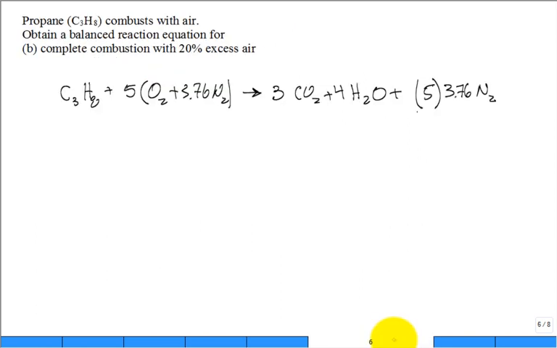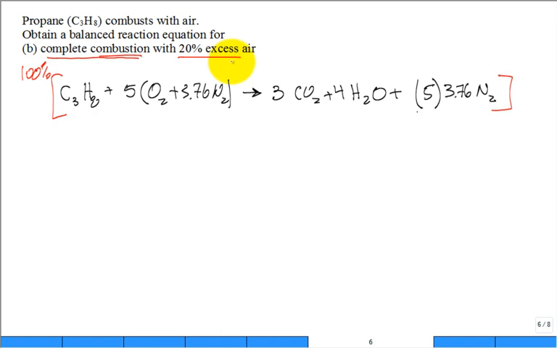So this was our balanced reaction equation for 100% theoretical air burning the propane. Did I write it down correctly? Looks good? Now let's do this. Now I need a new balanced reaction equation for complete combustion of the propane with 20% excess air. Well, first of all, what's 20% excess air?